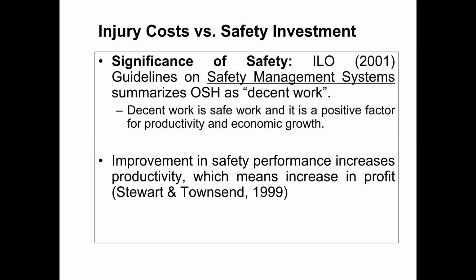Okay, let's move forward. Injury cost versus safety management. There is a significance of safety. The International Labour Organization guidelines on safety management systems summarize occupational safety and health as decent work. Decent work is safe work, and it is a positive factor for productivity and economic growth. It means we should do the work in a decent way, then we can bring productivity and economic growth. Similarly, an improvement in safety performance increases productivity, which means an increase in profit.